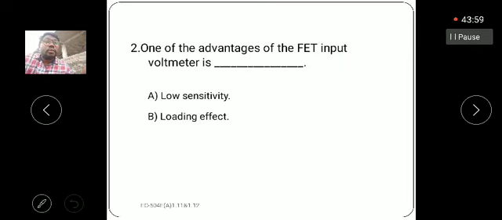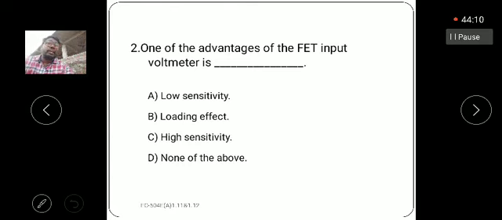The second question is about the advantage of the FET input voltmeter. We have already discussed the different advantages of the FET input voltmeter. The main important ones are it has high accuracy, high sensitivity, high input impedance, no loading effect, and very low power consumption. These are the main advantages of the FET input voltmeter.